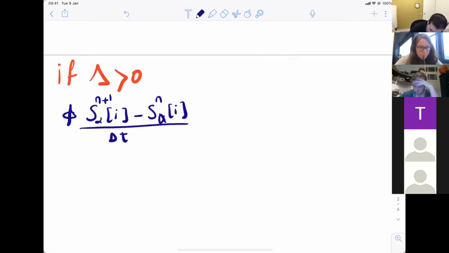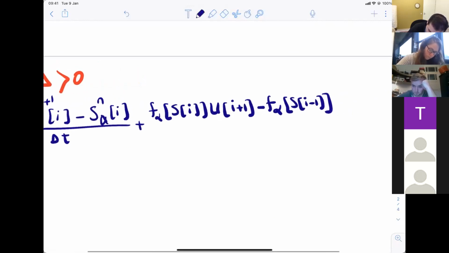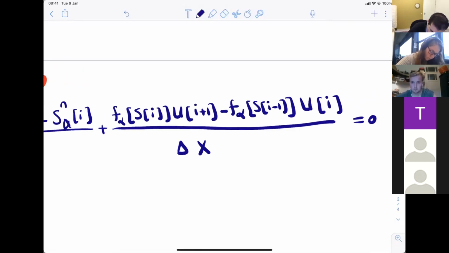over delta t plus F alpha calculated at the right interface, so it should be based on S of I, times U at interface I plus 1, minus F alpha calculated at saturation of I minus 1, times U at the left interface, with Python ordering, delta x is 0 or q. Or if you have a source term, that would be q phase alpha in cell I.